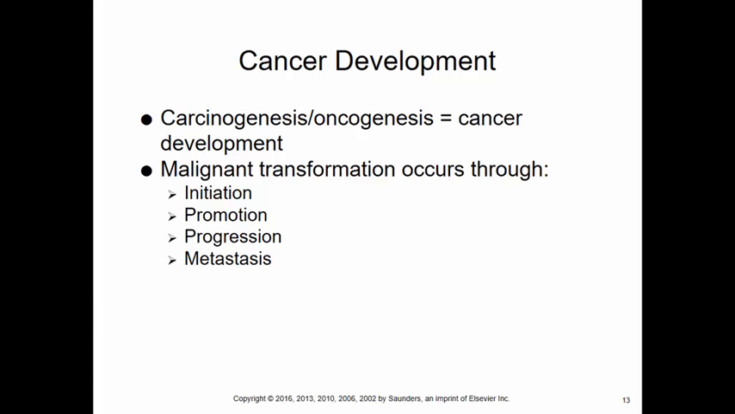We'll continue our discussion on cancer to talk about the way cancer develops. Cancer development is called carcinogenesis or oncogenesis. Malignant transformation is the changing of a normal cell into a cancer cell. And like I explained in the last lecture, this usually occurs through the loss of some aspect of cellular regulation.